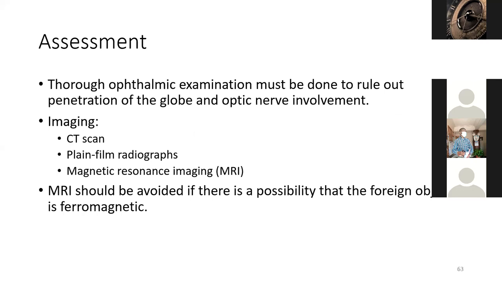Assessment for intraocular foreign bodies: a thorough ophthalmic examination must be done, looking for penetration of the globe and optic nerve involvement. Imaging can be done. Plain X-rays may still be important, where the X-ray can show the presence of a foreign body and also give an idea of where it is in the body. I've already mentioned that MRI should be avoided if there's a possibility that a foreign body is ferromagnetic.